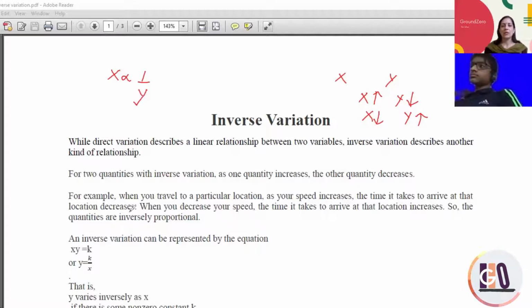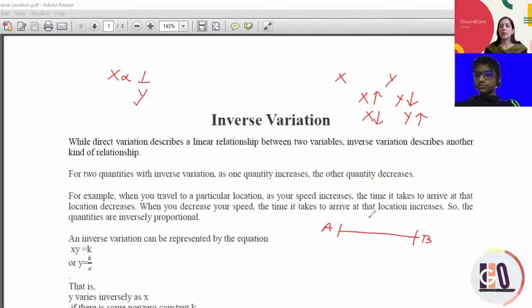So here I have given an example. Suppose you are traveling a particular distance AB, moving from A to B. Let us suppose you have a speed of 50 km per hour, and you are taking 2 hours. In 2 hours, the speed is 50 km per hour.